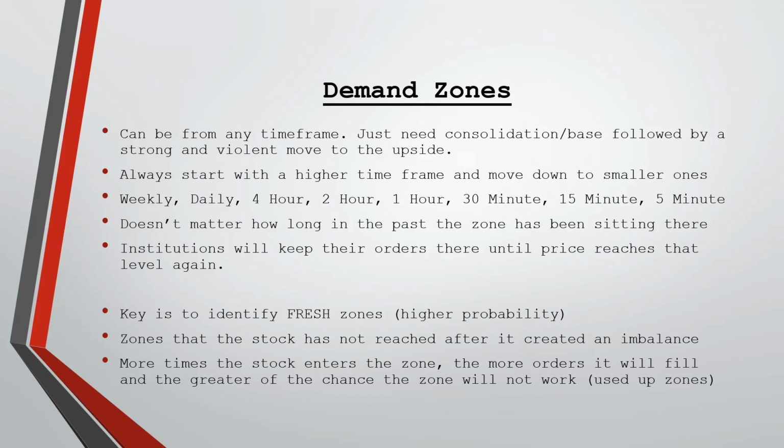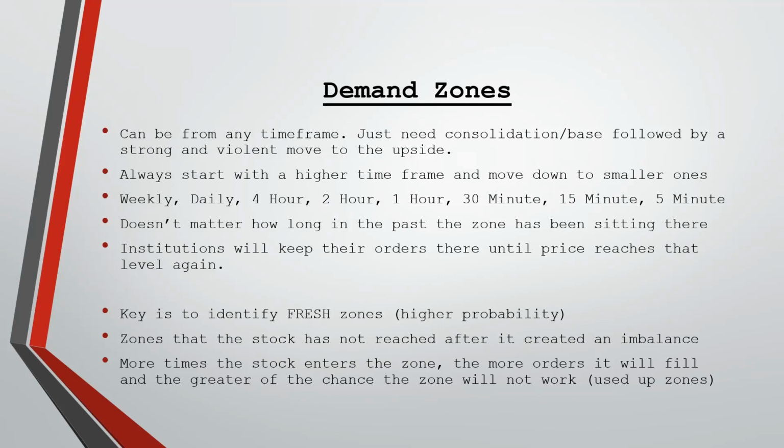And what's important too is that it doesn't matter how long in the past the zones have been sitting there, right? So I'm going to show you a chart in a bit, and a zone formed, let's say 3 months ago, and yesterday, the stock hit that zone and the price jumped up accordingly, right? So it doesn't matter how long in the past the zone has been sitting there. All that matters is if there are unfilled orders, it could be 5 years ago, right? There still could possibly be some orders there that will cause the supply and demand equation to become skewed.